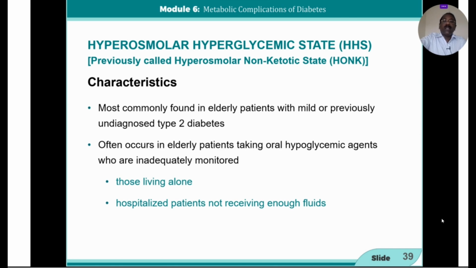It is most commonly found in elderly people with mild or previously undiagnosed type 2 diabetes. Usually, in 99% there will be a history of diabetes, elderly, uncontrolled, very poor follow-up, presenting with drowsiness. It is rarely undiagnosed type 2 diabetes. It often occurs in elderly patients taking oral hypoglycemic agents who are inadequately monitored, those living alone, and hospitalized patients not receiving enough fluids.